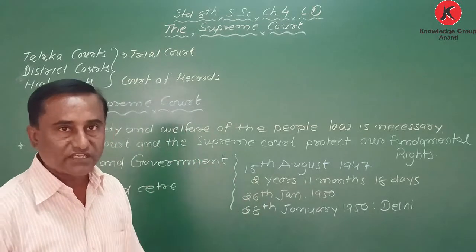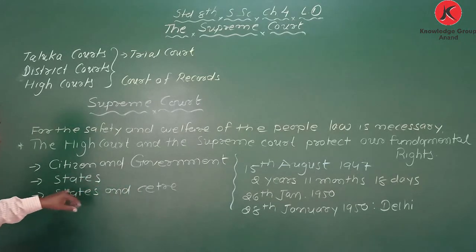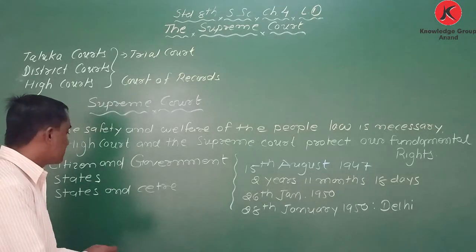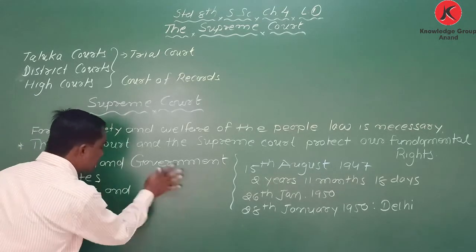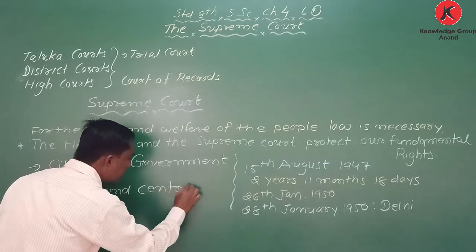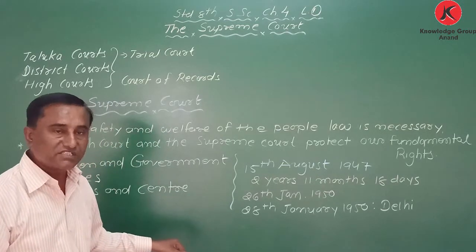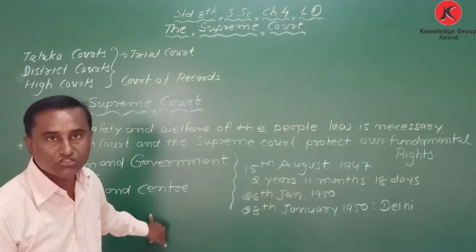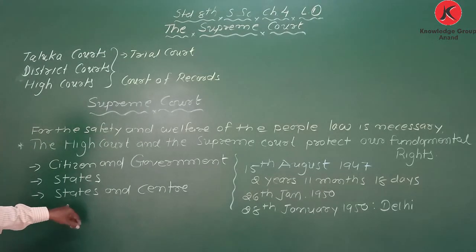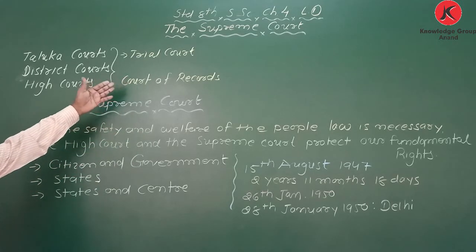Got it? So once again, the disputes between citizen and the government, dispute between two states, dispute between state and the center. I have written wrong spelling here. Okay? You don't make mistakes. Sometimes it happens, but when you read, you just think, by mistake I have written wrong spelling, but you just correct it. So dispute between center and state. These disputes are there. They can directly appeal in a Supreme Court.